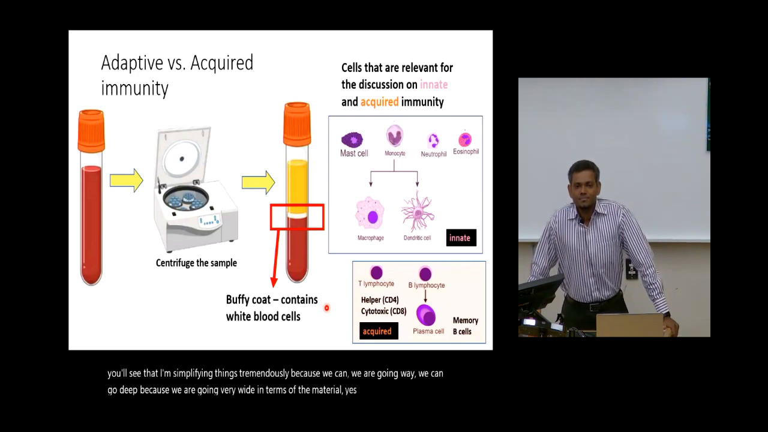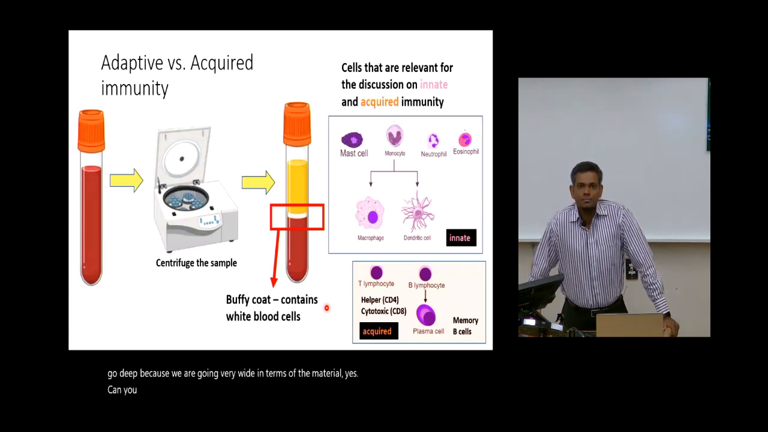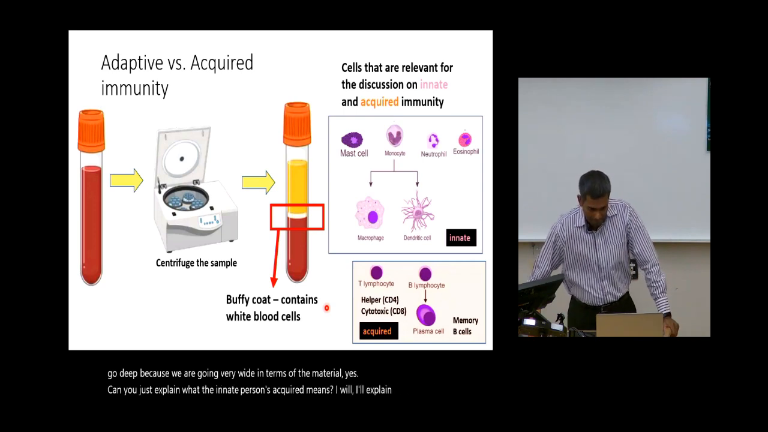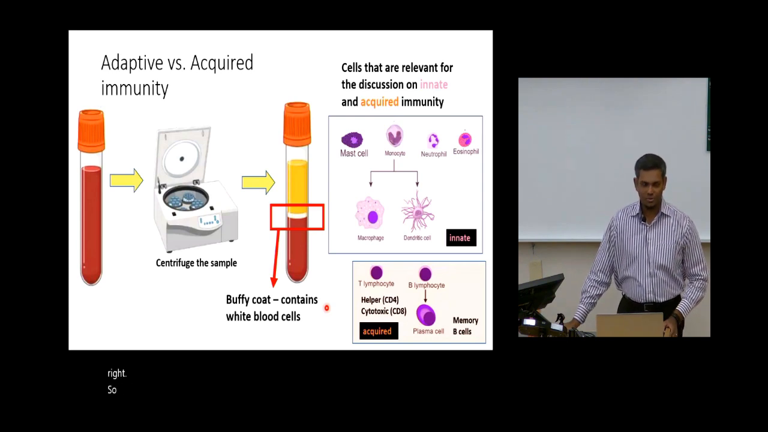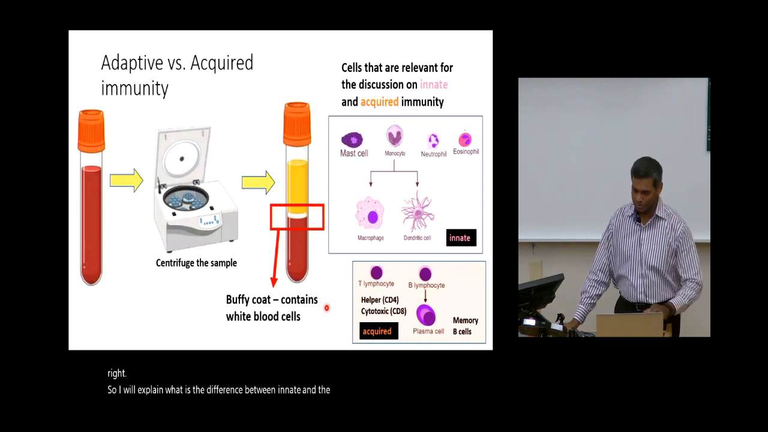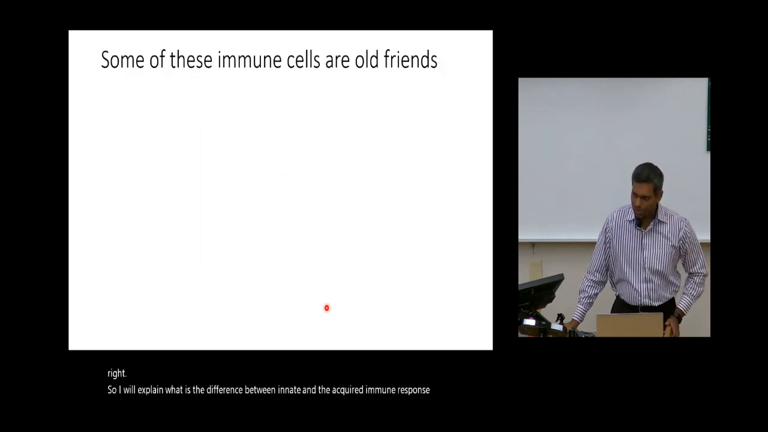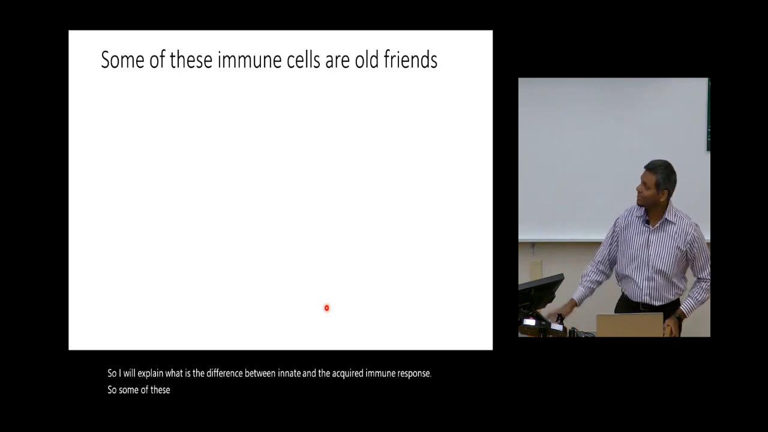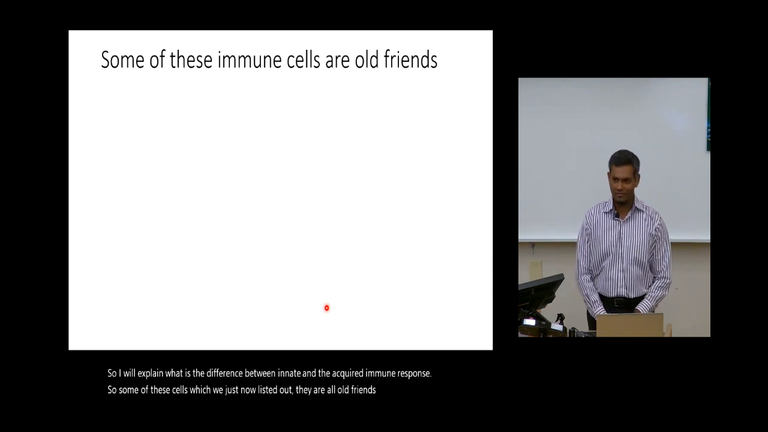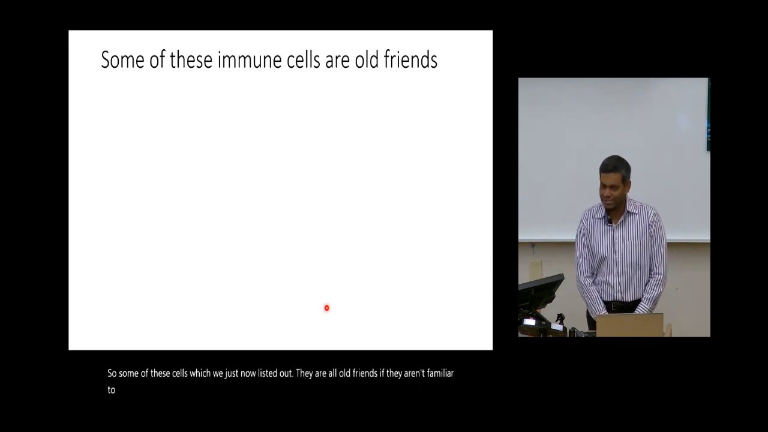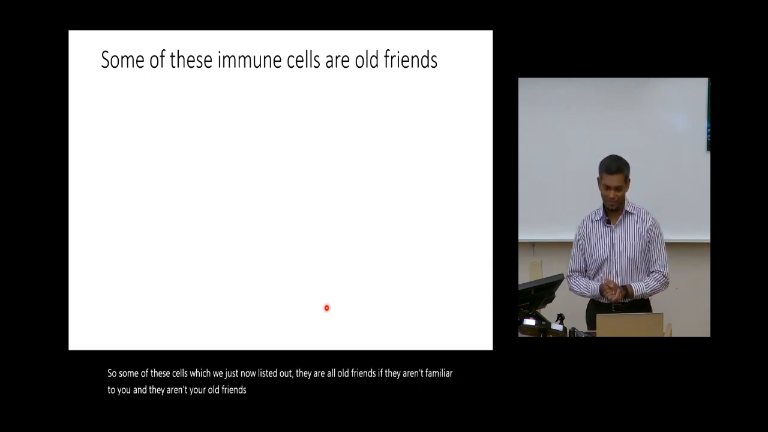Yes? Can you just explain what the innate versus acquired means? I will. I'll explain in a second. So I will explain the difference between the innate and the acquired immune response. Some of these cells which we just listed are all old friends. If they aren't familiar to you, here's an opportunity to get familiar with all of them.